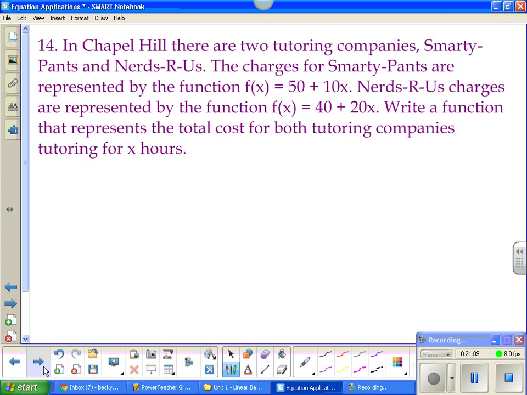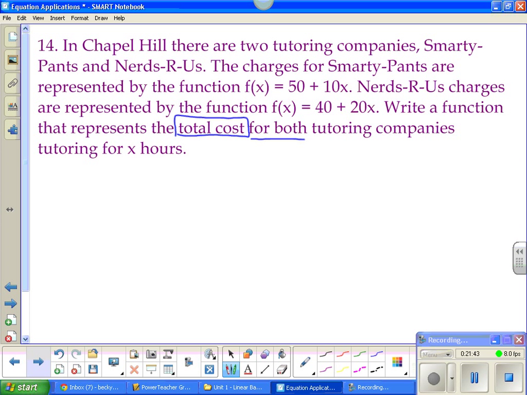In Chapel Hill, there are 2 tutoring companies, Smarty Pants and Nerds R Us. The charges for Smarty Pants are represented by the function f of x equals 50 plus 10x. So $50 up front and $10 per hour. Nerds R Us charges are represented by the function g of x equals 40 plus 20x. So $40 up front, but $20 an hour. Write a function that represents the total cost for both tutoring companies.